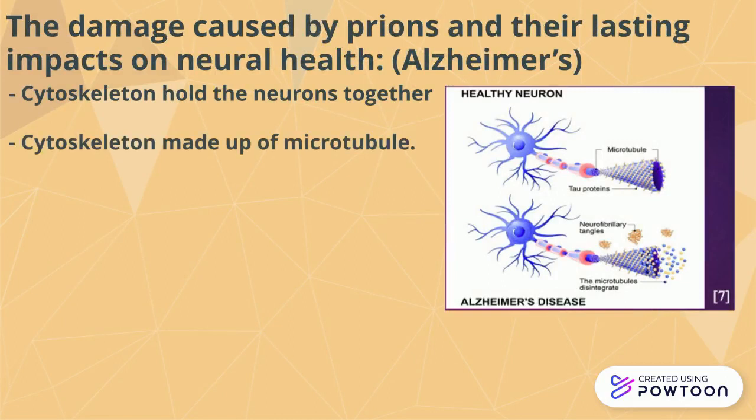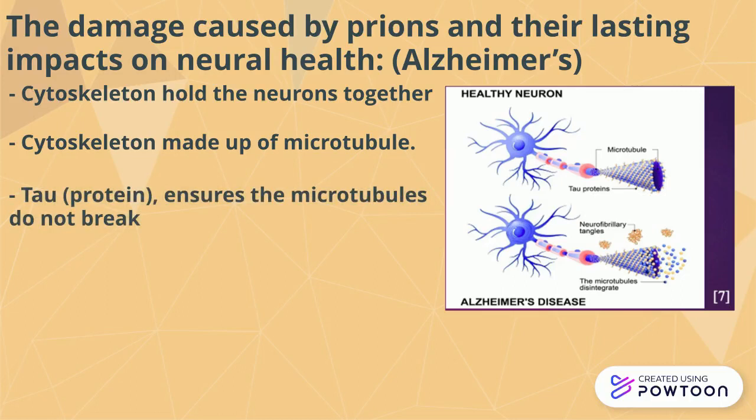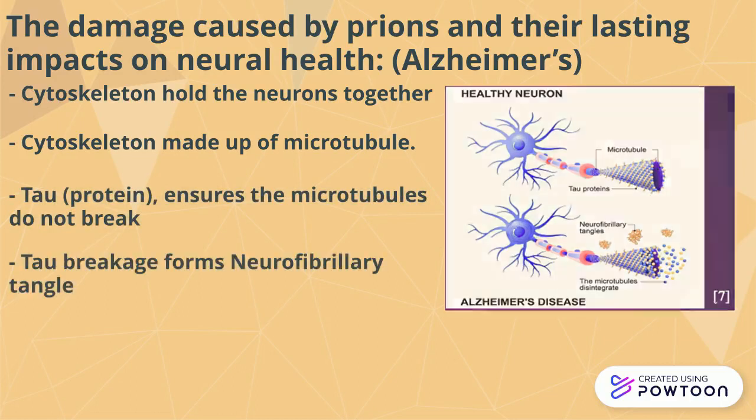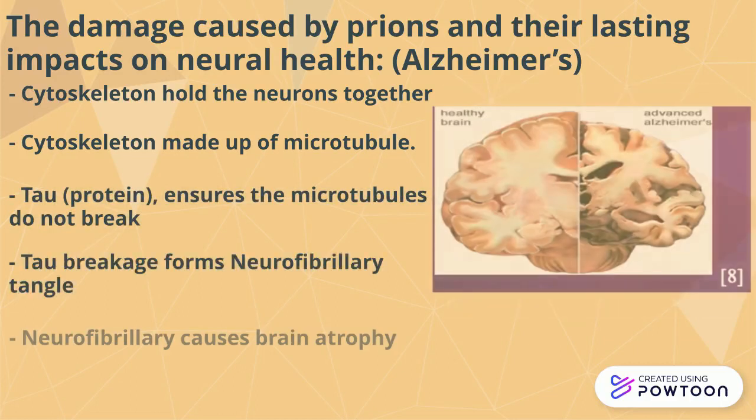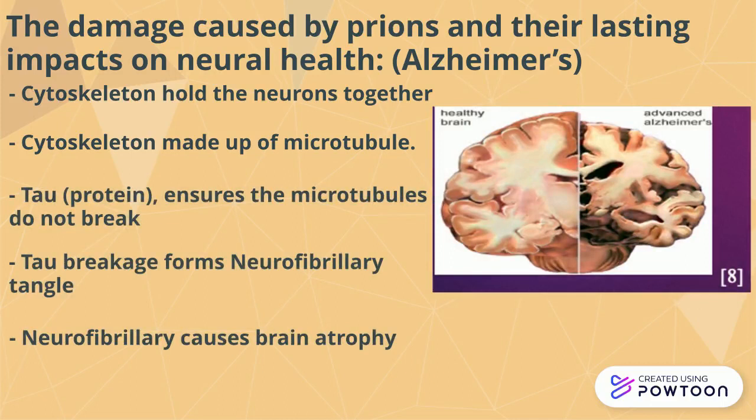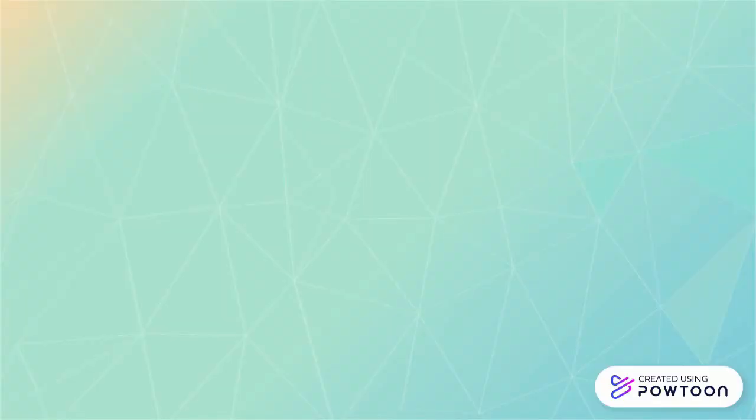Neurons are held together by a cytoskeleton that is made up of microtubules, which transfer nutrients and molecules throughout the neurons. Tau, a special protein, ensures the microtubules don't break. When kinase transfers a phosphate group to tau protein, it changes its shape and stops supporting the microtubules. The tau protein breaks up and gets tangled, forming neurofibrillary tangles. Neurofibrillary tangles cause neurons to not signal and function properly, sometimes causing apoptosis of neurons, causing atrophy of the brain.